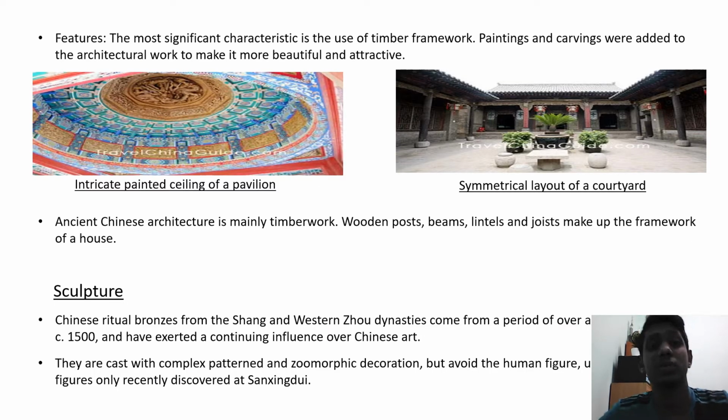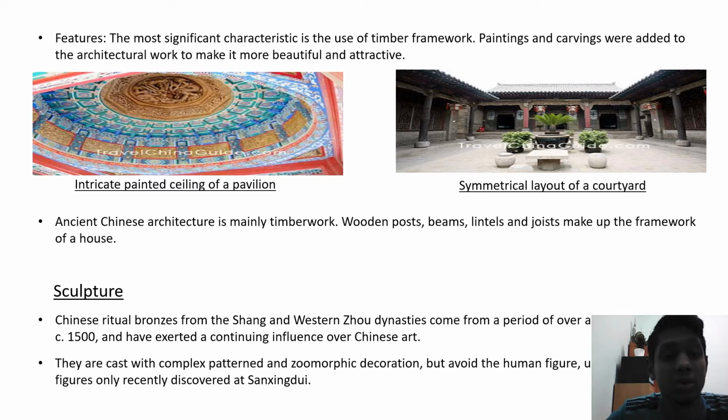The most significant characteristic is the use of timber framework. Paintings and carvings were added to the architectural work to make it more beautiful and attractive. So you can see the walls, and this is some kind of half the center of the house. You can see the walls. So the fifth point, ancient Chinese architecture is mainly timber work. Wooden posts, beams, lintels, and joists make up the framework of the house.